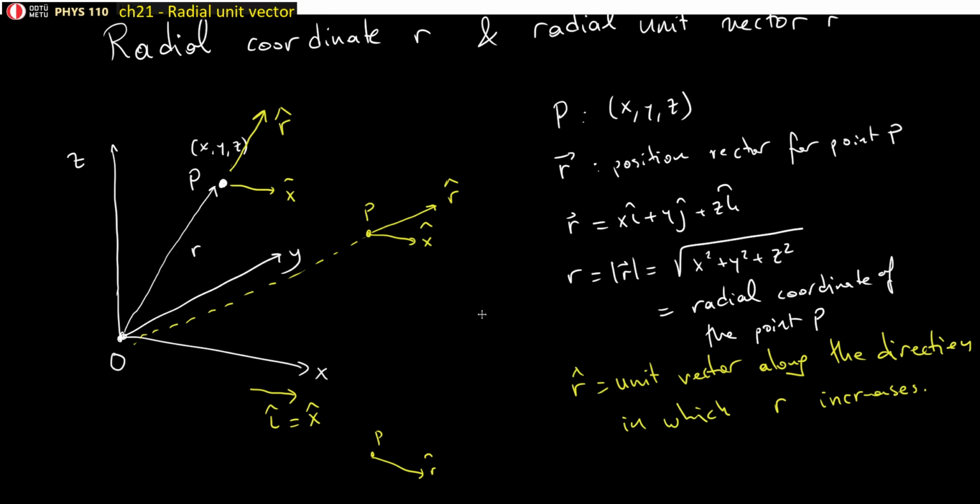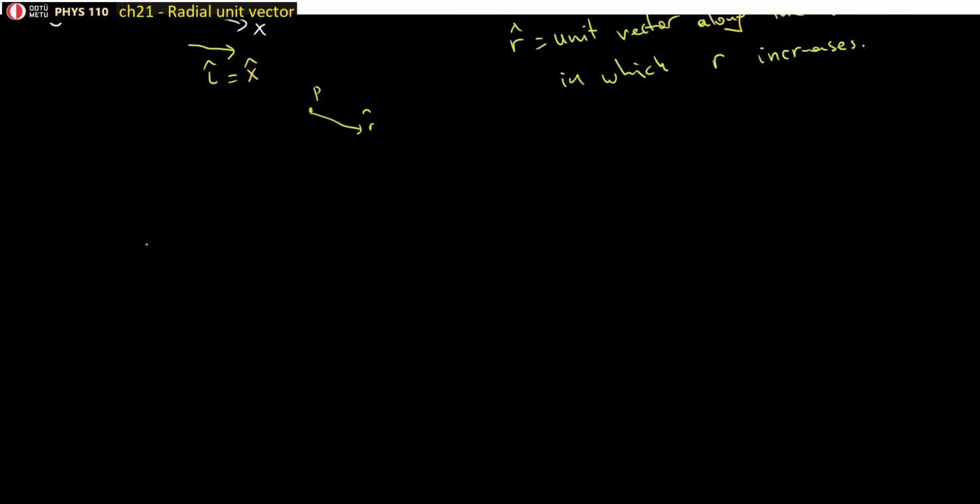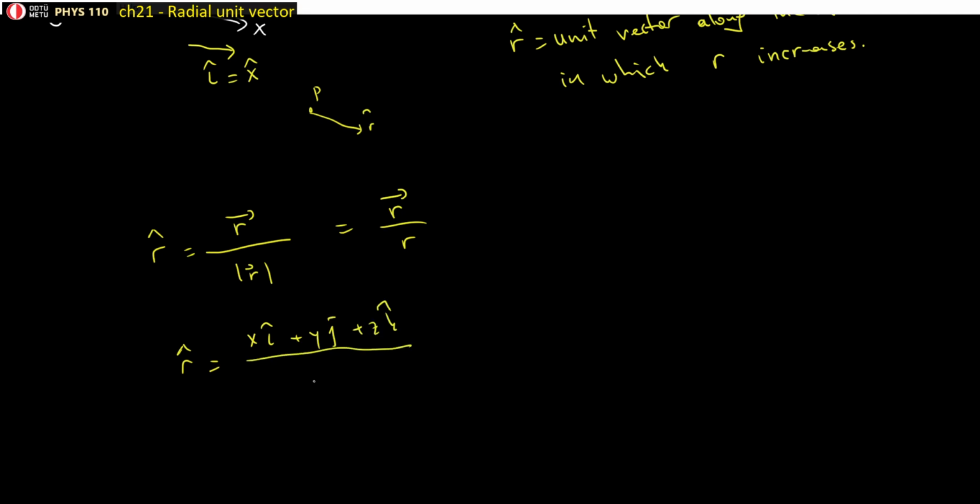In any case, you can see that this r unit vector is along the same direction as the position vector. So as a result, we can write down the r unit vector as the position vector divided by its magnitude. Basically, the position vector divided by its radial distance. You can write this down in unit vector notation, in terms of the Cartesian components, like this.